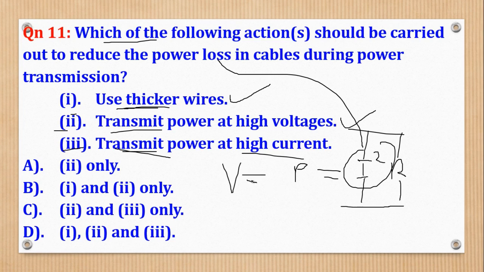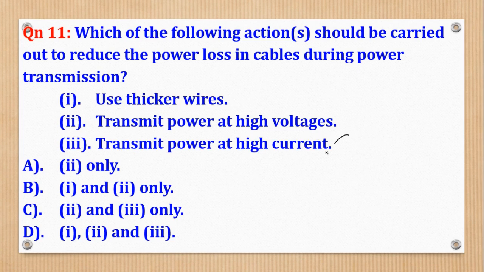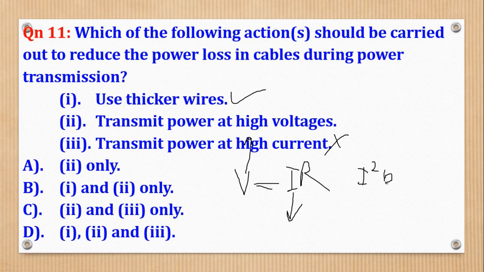So we have seen that this is not okay and this is okay, but why have we said that when you transmit power at high voltages, power loss reduces? It is because V is equal to IR. So when V is high and R is constant, it means that I must reduce. And when I reduces, the power loss will reduce because of this I squared R.